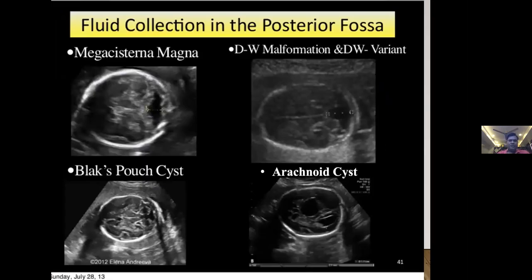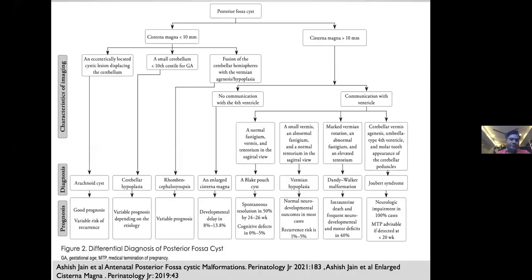So if you look at the posterior fossa and try to classify these cysts into four broad categories, you'll find that it is either simply a cisterna magna, which has a length of more than 10 mm, a Dandy-Walker malformation or a Dandy-Walker variant, what we discussed just now, Blake's pouch, as I discussed in the first cyst, or it may be an arachnoid cyst, which is a benign one. So these are the four major posterior fossa cysts which you need to differentiate before prognosticating.